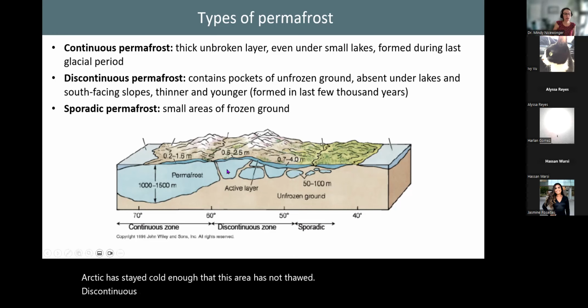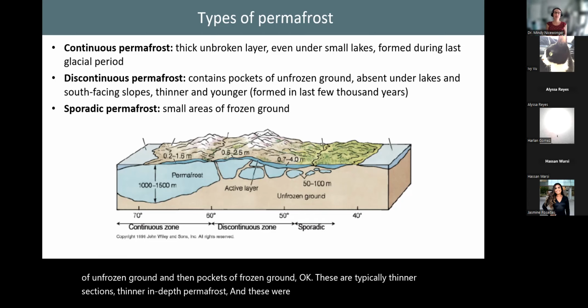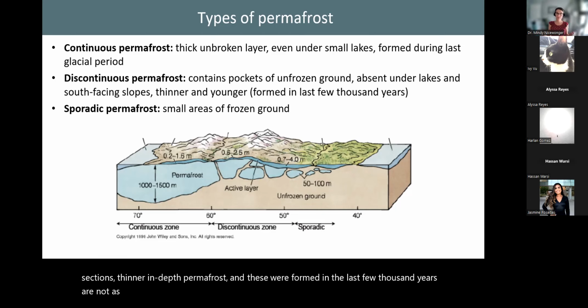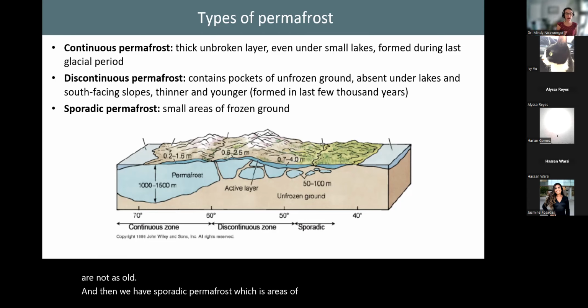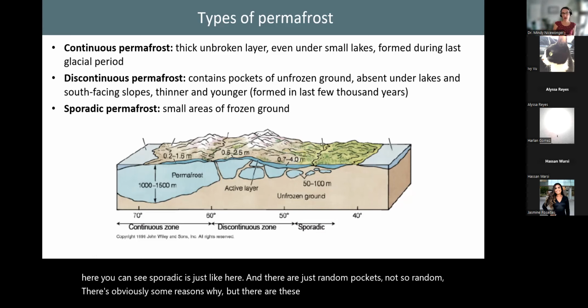Discontinuous permafrost is in the middle of this diagram, which is basically pockets of unfrozen ground and then pockets of frozen ground. These are typically thinner sections, thinner in depth, and these were formed in the last few thousand years. They're not as old. And then we have sporadic permafrost, which is just small areas of frozen ground. Here you can see sporadic is just here and there. There are just random pockets, not so random. There are obviously some reasons why, but there are these pockets of sporadic frozen ground.